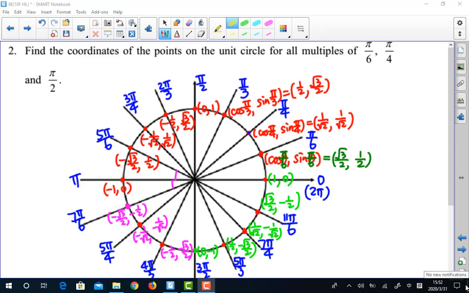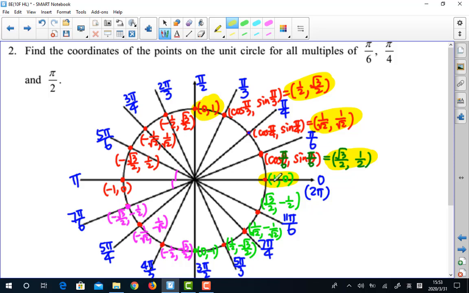Some students may feel it's a daunting job to remember the coordinates of so many points between 0 and 2 pi. I do agree. If you want to remember all those points mechanically, that's really a daunting job. However, I try to retain those points in my mind through pattern investigation. You will see, I only need to know the coordinates of those points. The rest of the points are the reflection images of those points either over the x-axis or over the y-axis.